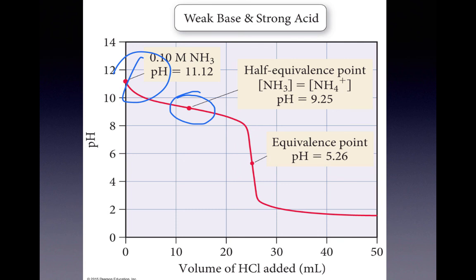And then here we see at the equivalence point, all we would have left in solution is that ammonium cation, NH4+, that is a weak acid, and as a result what you're going to have at equivalence point is an acidic pH.